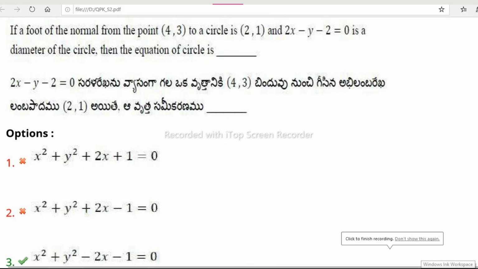For the next question: if a foot of the normal from the point (4, 3) to a circle is (2, 1) and 2x minus y minus 2 is equal to 0 is a diameter of the circle, then find the equation of the circle. From the point (4, 3), the foot of the normal to the circle is given as (2, 1), and the diameter of the circle is also given.